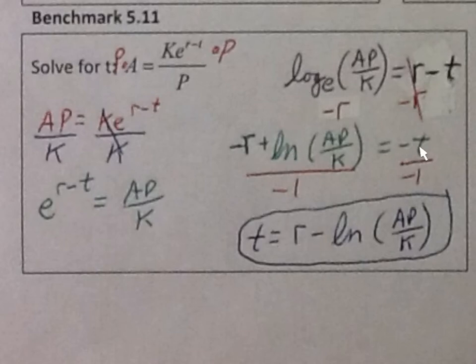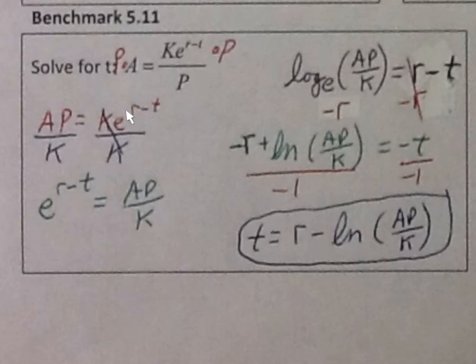Okay, next I got to get rid of this negative. So I divide both sides or multiply both sides by negative 1. Your call. But I divided both sides by negative 1. When I do that, I can actually simplify that because negative divided by negative is a positive, and a positive divided by negative is a negative. And that is our final answer. t is all by itself.